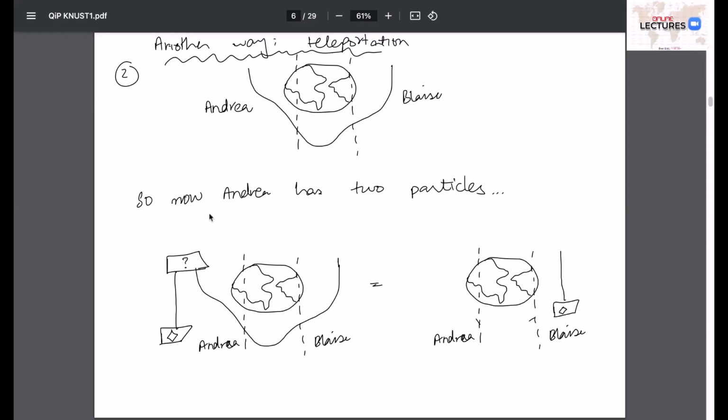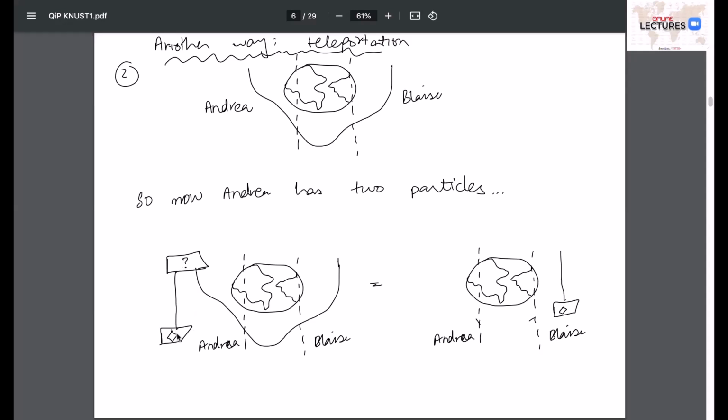So let's say Andrea and Blaise are at two very different locations, and Andrea wants to send a quantum state to Blaise. What does Andrea do? First, like I said, Andrea and Blaise need to share an entangled state, which is this cup. And this is this diamond box. This diamond state is the state that Andrea needs to teleport to Blaise.